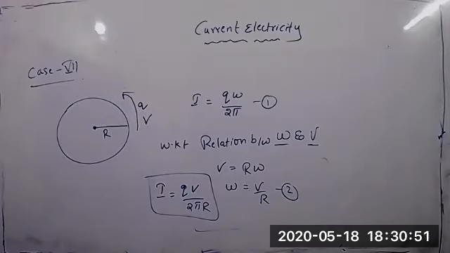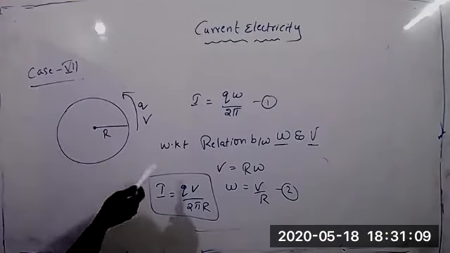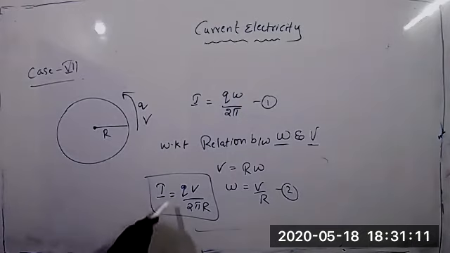Remember these cases. These cases are very helpful to solve some of the problems, because with I is equal to q by t, we can calculate only for some point charges. But when the charge is moving with velocity v, how to calculate current? That time we should know I is equal to qv by 2 pi r. Okay?